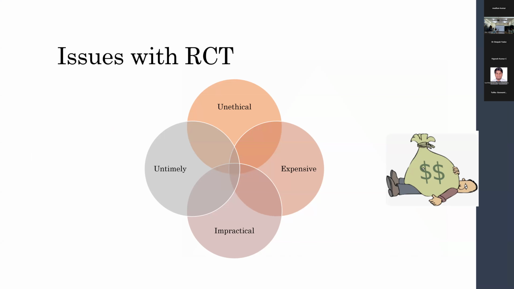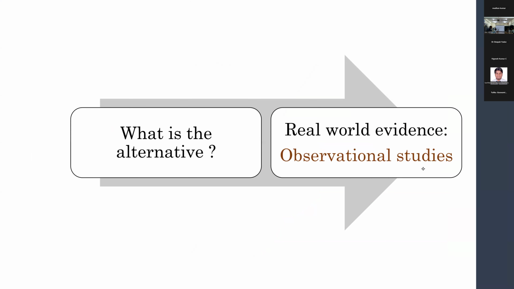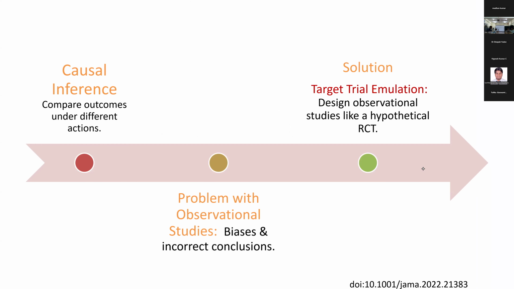So what is the solution for that? We know that we have a lot of data in terms of observation study, a lot of real world data. Is there any way we can get a causal inference from that? We also know that there are a lot of problems with observation studies, biases and incorrect conclusions. So is there a way to reduce bias and get data which is as good as a randomized control trial? So here comes the target trial emulation.